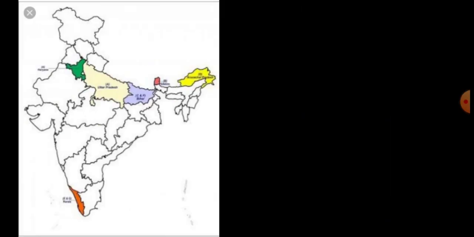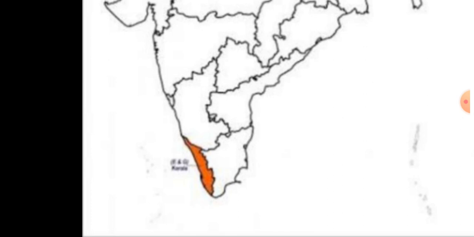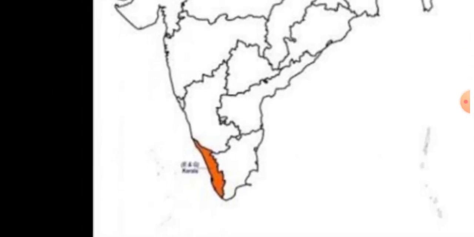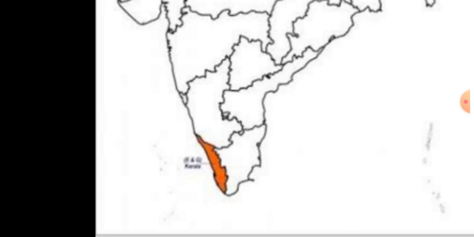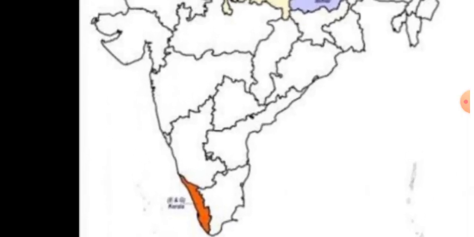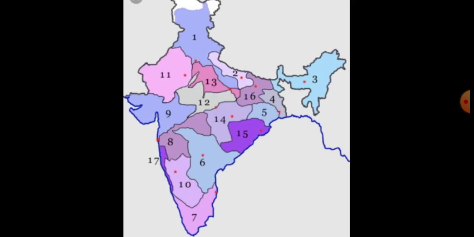Then the fifth question is state of highest literacy in India. There also 3 or 4 states are mentioned in the map, but in your question, state of highest literacy in India, only one state is enough, Kerala. Kerala alone you should mark. Okay, the highest literacy state is Kerala. 95.5 percent of people are literate. Okay, Kerala is the answer. You should mark Kerala.